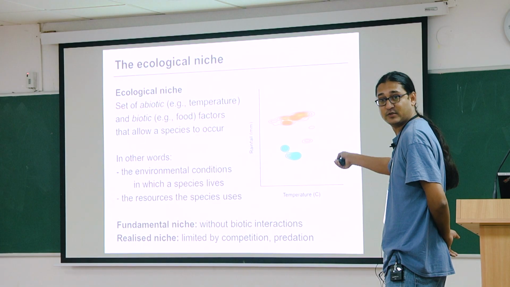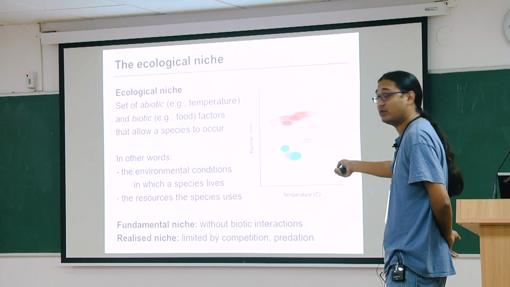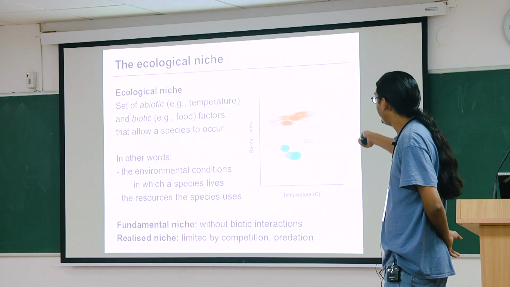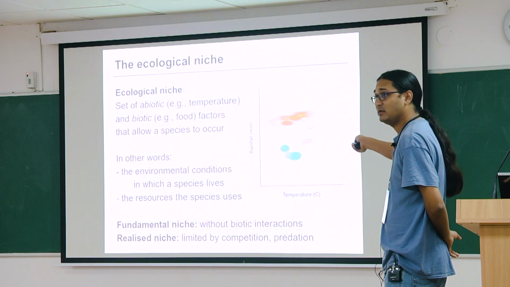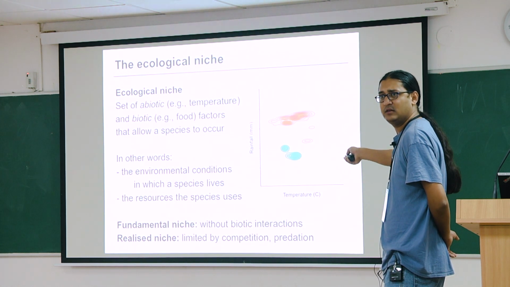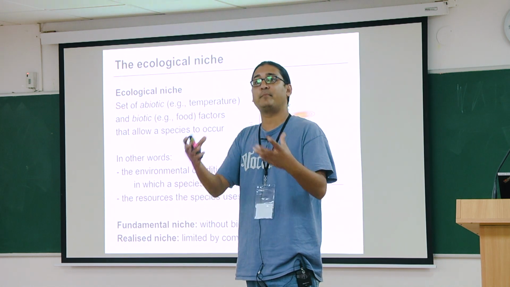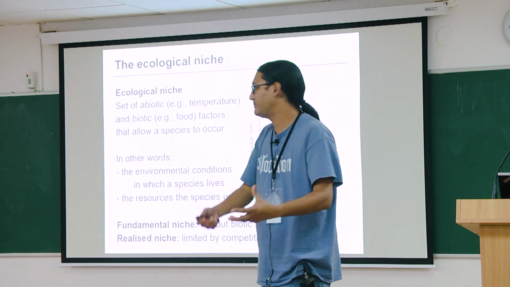Right. This species likes wetter areas with more rainfall. This species likes drier areas with less rainfall. This species is able to tolerate a much wider range in temperature than this species. Right? Is that clear? Yeah. So these are some of the ways in which you can describe a niche: what kind of temperature and rainfall areas do these species occur in?